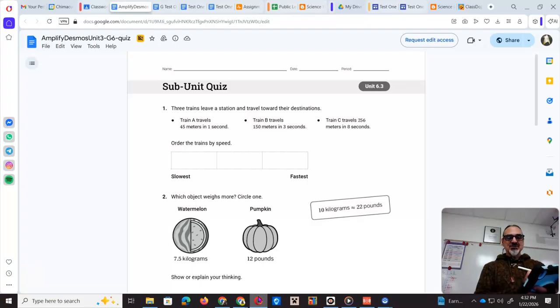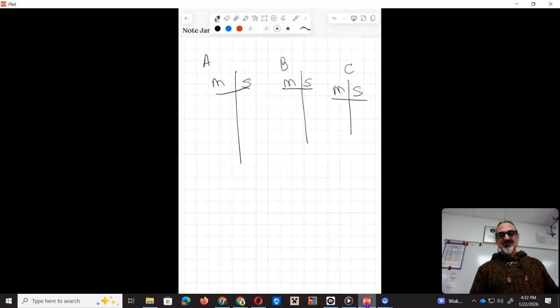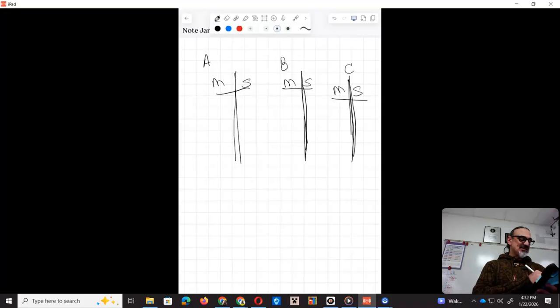left the station, and let me do meters per second for A, meters per second for B, and meters per second for C. So here's what I did first. As you can see here, I set up 3 different ratio tables to figure out the different ratios. I'm assuming the ratios are different, and by setting up 3 different tables, I'm going to be able to figure this out. Now, train A went 45 meters in 1 second.